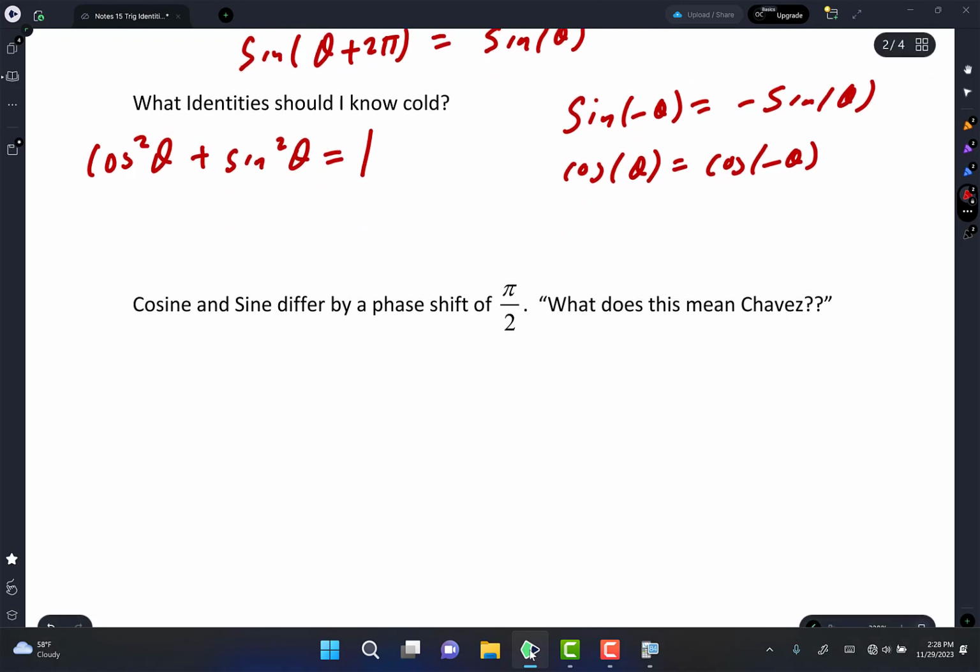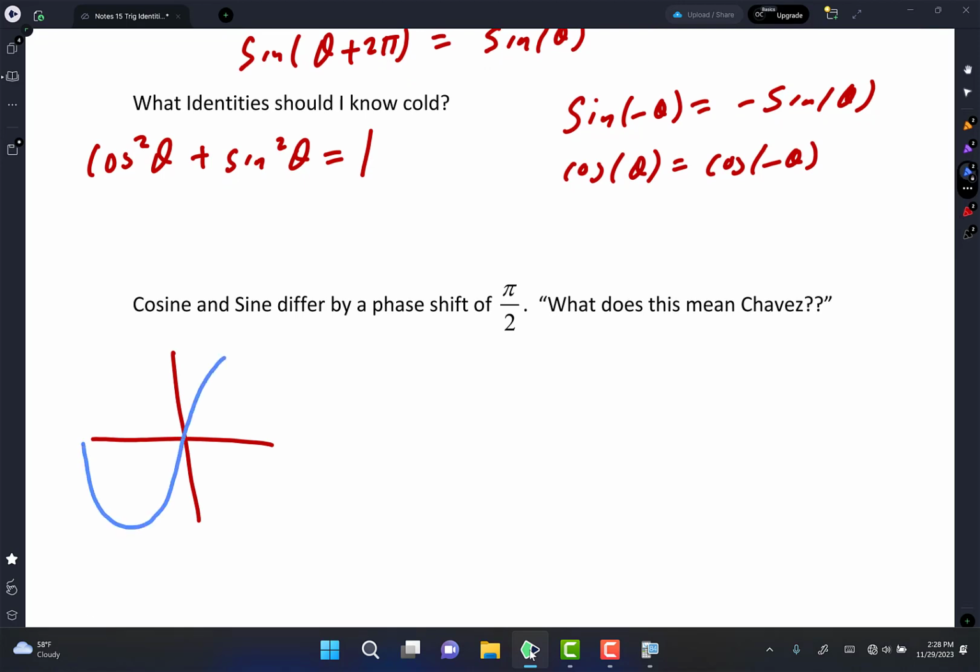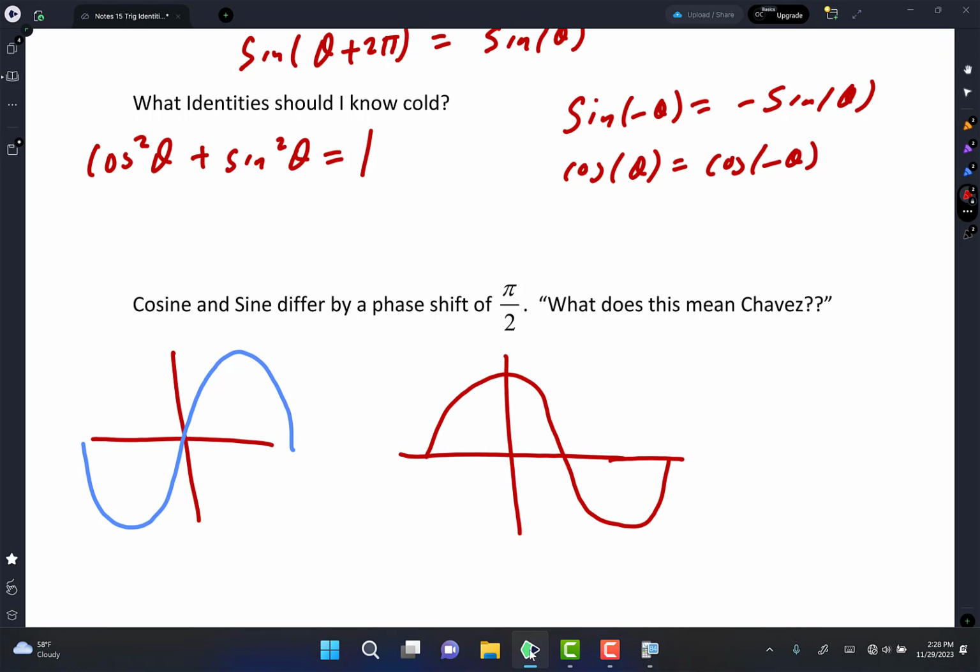What do you mean? Okay, here is sine. It's not perfect, but there it is. And here is cosine. If I move cosine pi over 2 to the right, it will look exactly like sine. If I move sine, the sky blue curve, pi over 2 to the left, it will look exactly like cosine. Do you see that?